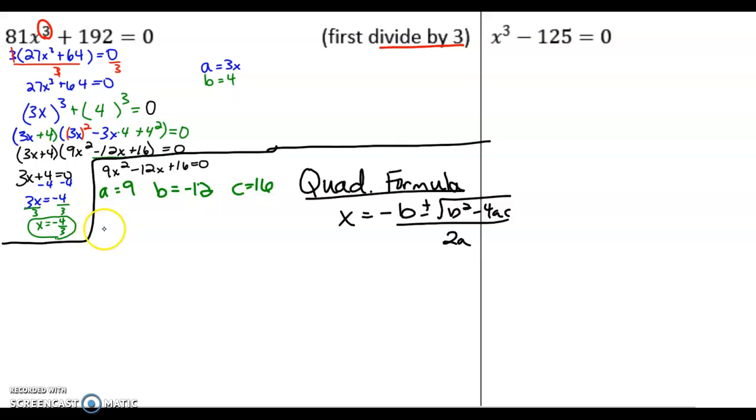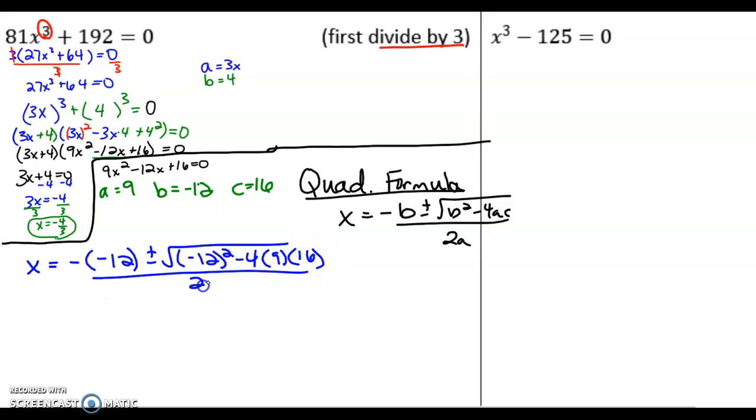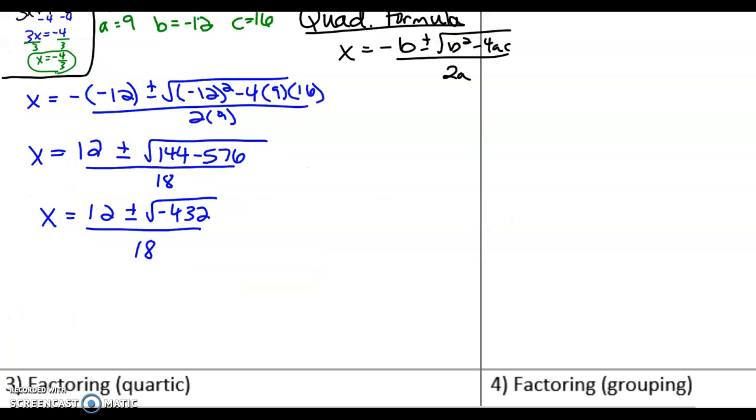From there, I'm going to plug that in. X equals negative b plus or minus the square root of b squared minus 4ac all over 2a. So go ahead and work to simplify that. All right, check how you did on that.